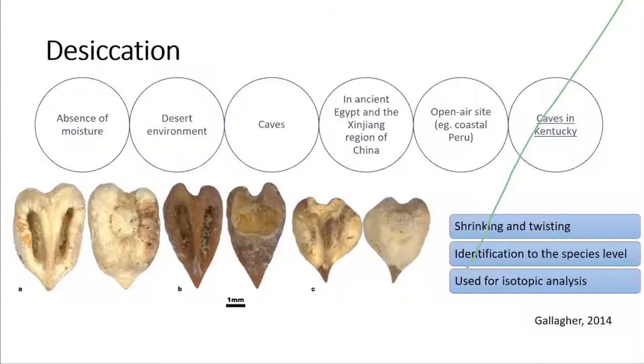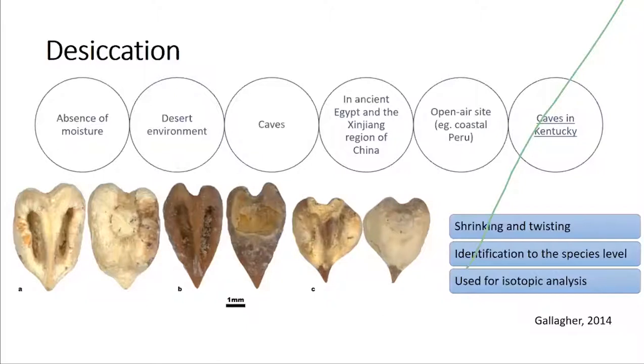Also, it's possible to find them in caves, but it depends again on different environmental conditions. For example, in ancient Egypt and in the Xinjiang region of China, many desiccated plant remains were found. Also, despite its common association with arid environments, dry preservation may also occur in regions with high rainfall, like temperate regions. If the archaeological site is sufficiently protected, then it's possible to find them, even in open-air sites, for example, coastal Peru.